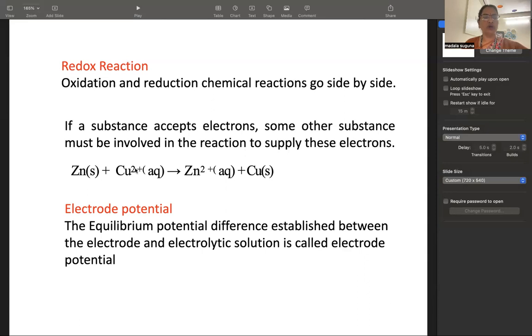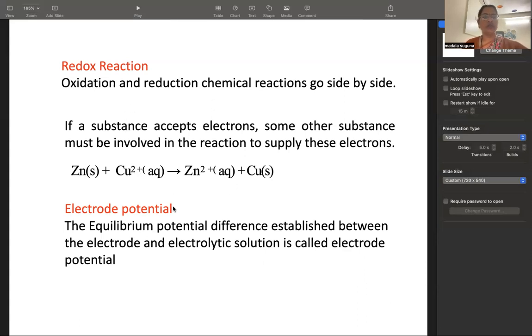By combining both oxidation and reduction reactions, we get the overall reaction, which is called redox reaction. Zn plus Cu2+ gives rise to Zn2+ plus Cu. This is called redox chemical reaction. One substance is involved in oxidation, the other substance is involved in reduction. The combination of both oxidation and reduction chemical reactions is called redox chemical reaction.